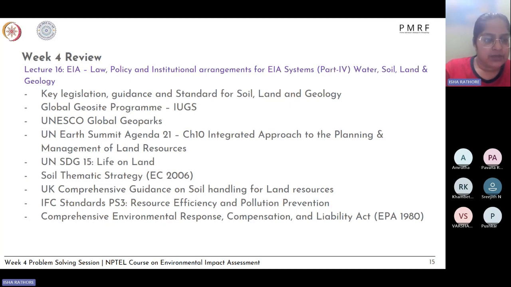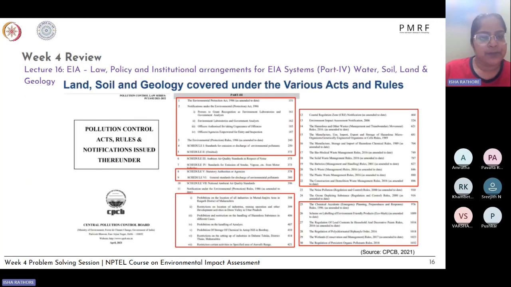Then we looked at the Soil Thematic Strategy of 2006, the UK Comprehensive Guidance on Soil Handling for Land Resources, the IFC Standard PS3, which looks at resource efficiency and pollution prevention, and the Comprehensive Environmental Response, Compensation and Liability Act, EPA of 1980. So for further details regarding this, you can refer to the lecture unit. But this is what was covered regarding soil, land, and geology.